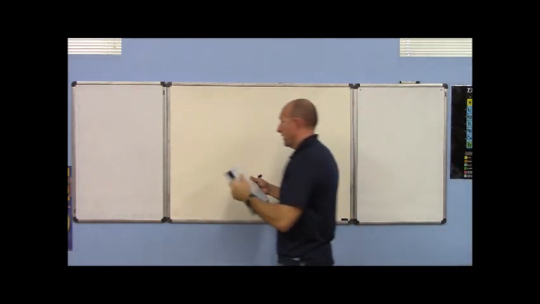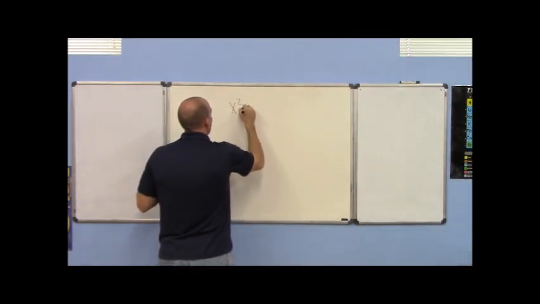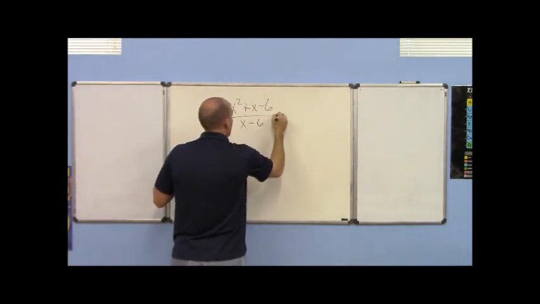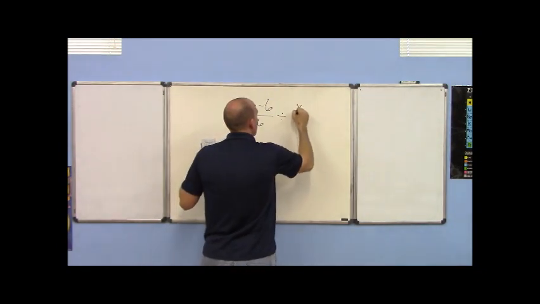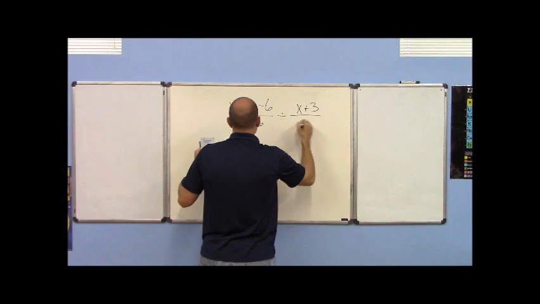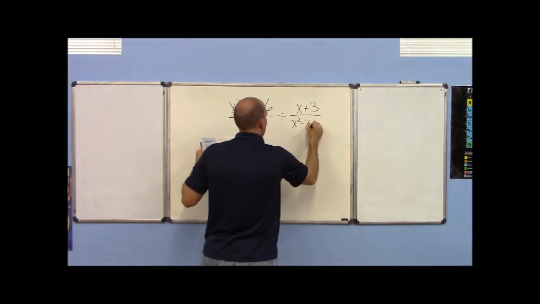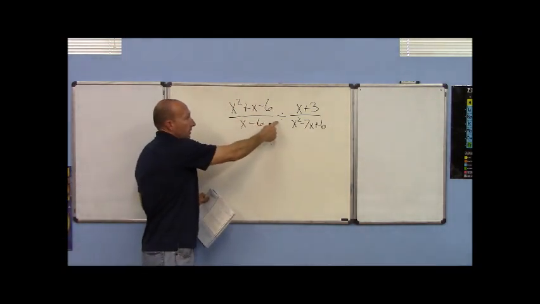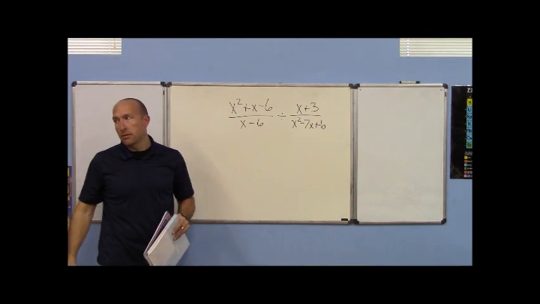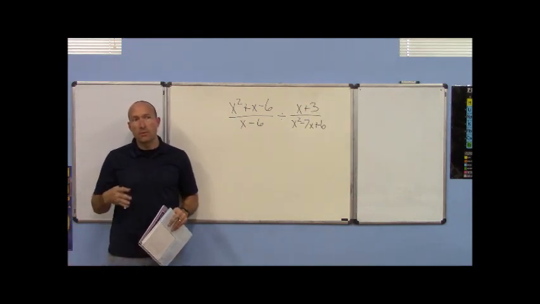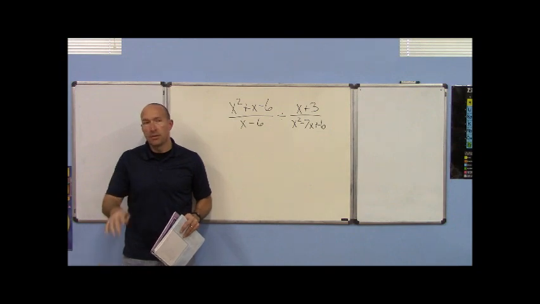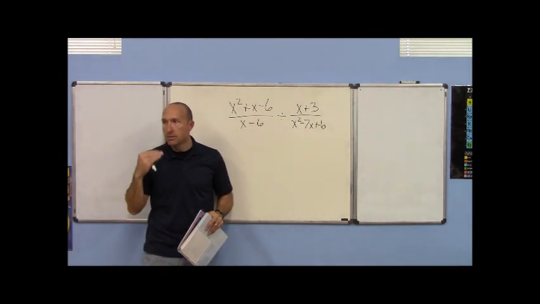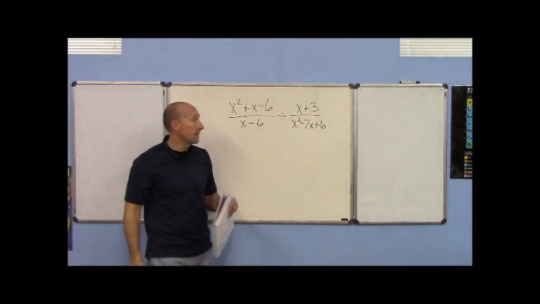Okay, so we have (x squared plus x minus 6) over (x minus 6) divided by (x plus 3) over (x squared minus 7x plus 6). First thing we're going to do, we're going to identify that we are told to divide, and we don't want to do that. We are going to be rebellious and refuse to divide a fraction. That's the only time you can be rebellious in math class, by the way, is whenever we divide fractions. Otherwise, you gotta zip it and deal with it.